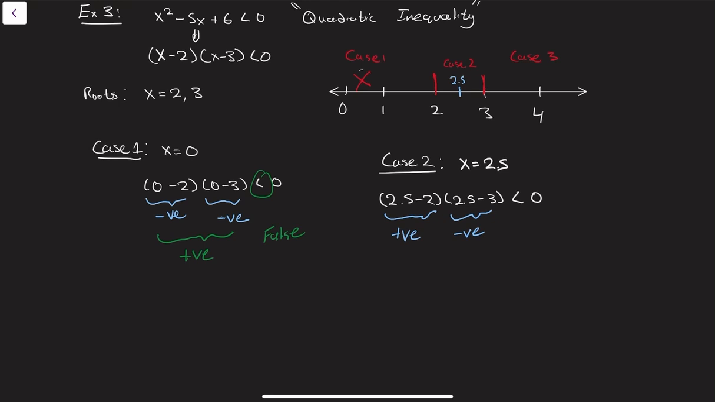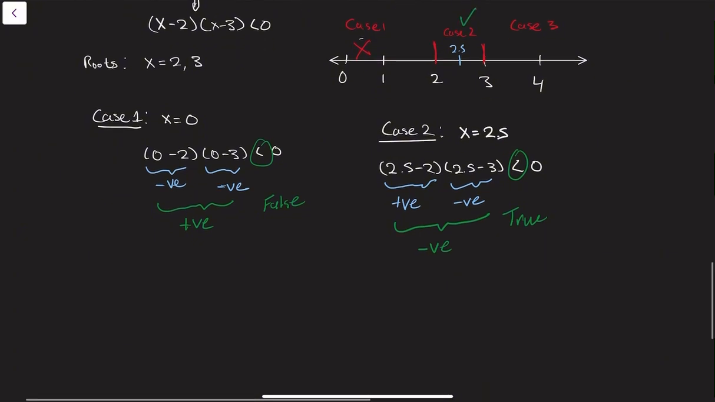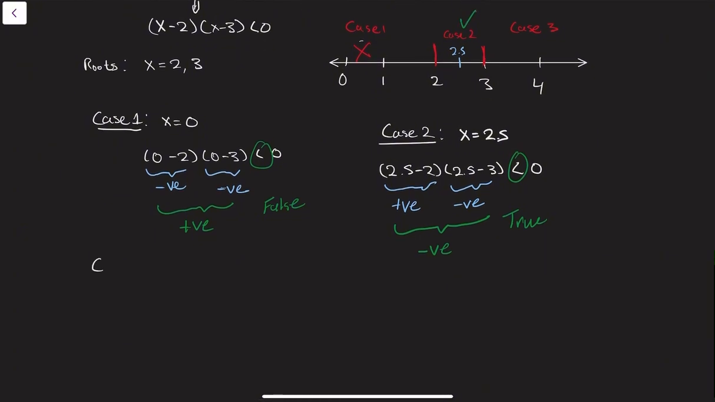So the product of a positive and a negative is a negative. A negative is always going to be less than 0. So we know that's true. This case is going to be part of our solution set, our set of solutions. So let's put a check mark beside case 2 because it works. Scroll down. Case 3.